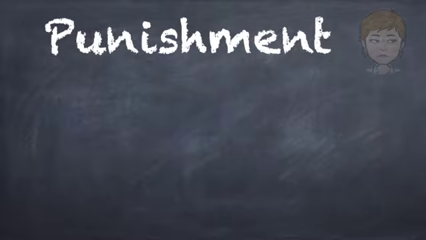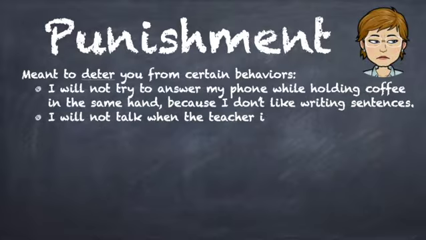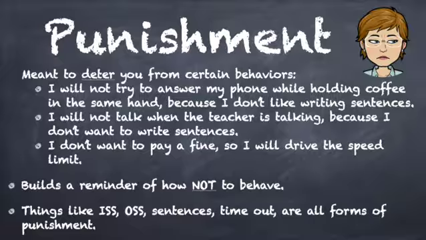As I said before, a punishment is meant to deter you from certain behaviors. So I will not try to answer my phone while holding coffee in the same hand because I don't like writing sentences. Or I won't talk when the teacher is talking because I don't want to have to write sentences. Or I don't want to have to pay that expensive fine for speeding, so I'm going to drive the speed limit. Punishments build a reminder of how not to behave. Things like ISS, OSS, writing sentences, timeouts, lunch detentions, all of those things are forms of punishment.